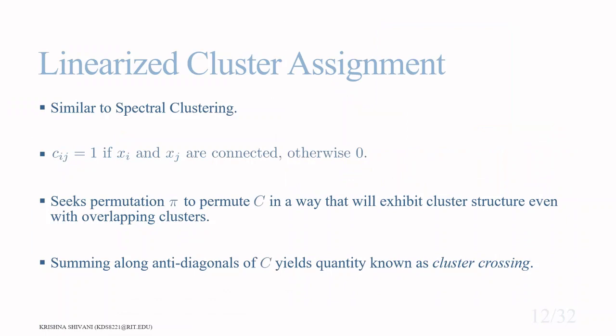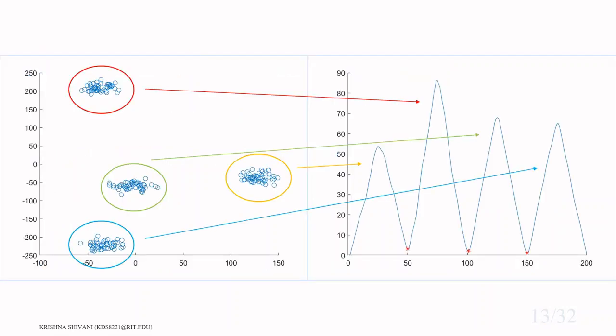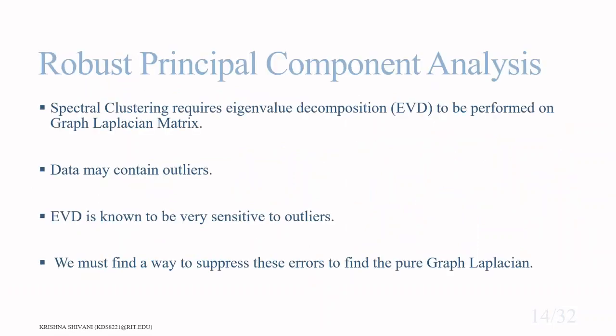Finally, we have linearized cluster assignment, or LCA, which is one of the more recently developed algorithms and is very similar to spectral clustering. Here we create a matrix C from our similarity matrix W, where Cij equals 1 if the ith and jth object in the data are likely to be in the same cluster, otherwise it equals 0. We seek to permute C in such a way that brings similar objects adjacent to each other and dissimilar objects far apart. From here we create a quantity known as cluster crossing from the sum of the anti-diagonals of C. So here values of this quantity represent cluster separation, while the spikes or humps represent clusters themselves, which is what we see here for data with clear cluster structure with 4 clusters.